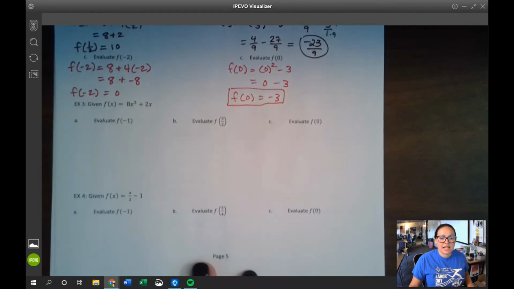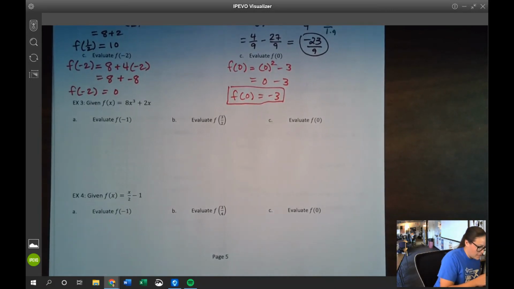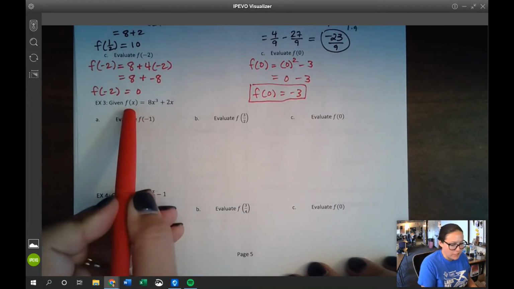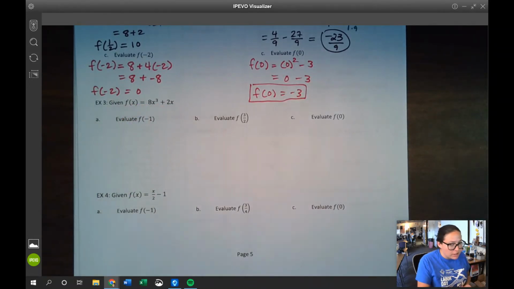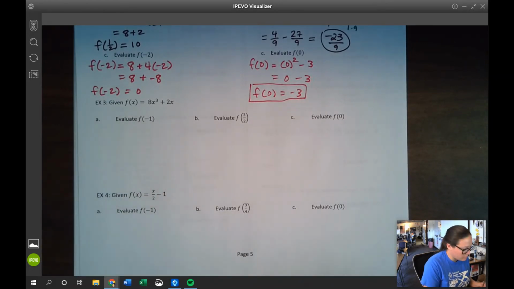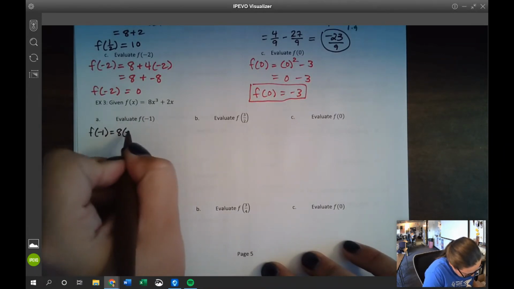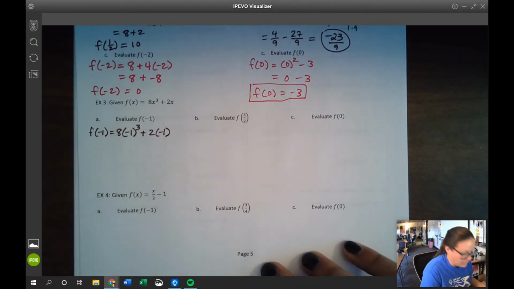Okay, moving on to example 3. So example 3, we're stepping up the complexity a little bit because if you look at the equation, we have x in 2 spots here in the equation. But it doesn't really change how we're going to do things. Just like before, I'm going to change every x to -1 in this case. So f of -1, I'm going to have 8 times -1 cubed plus 2 times -1.